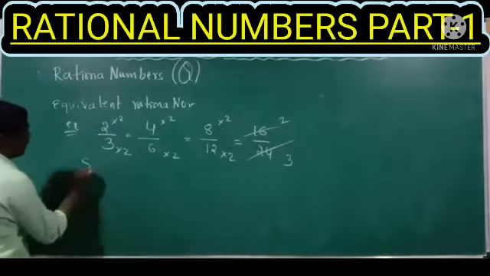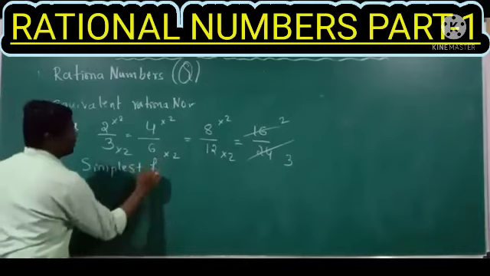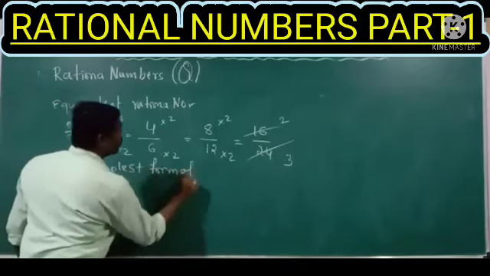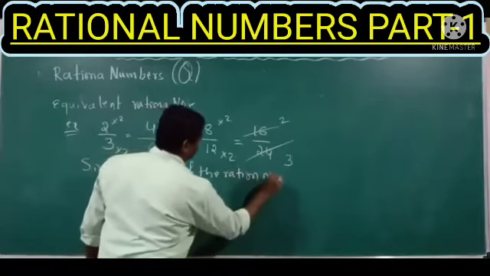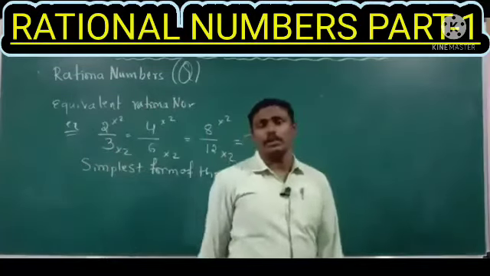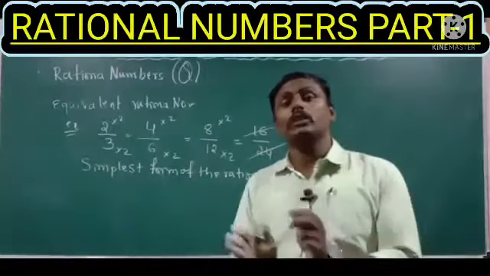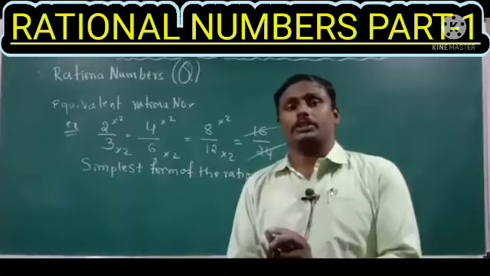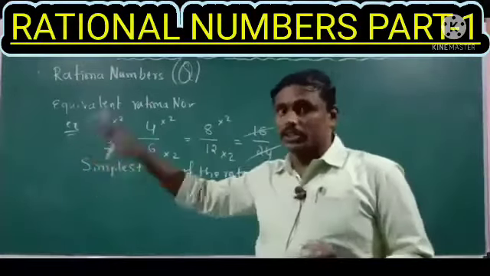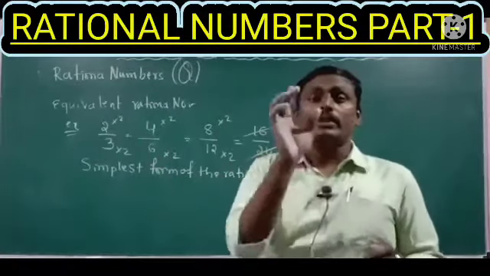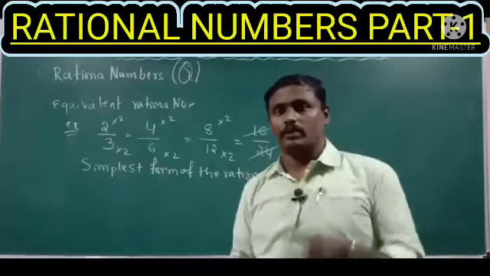Next one, simplest form of the rational number. So what does simplest form mean? Simplest form means we cannot reduce the given fraction any further, and when we convert the given fraction into simplest form, their common factor is always one only.